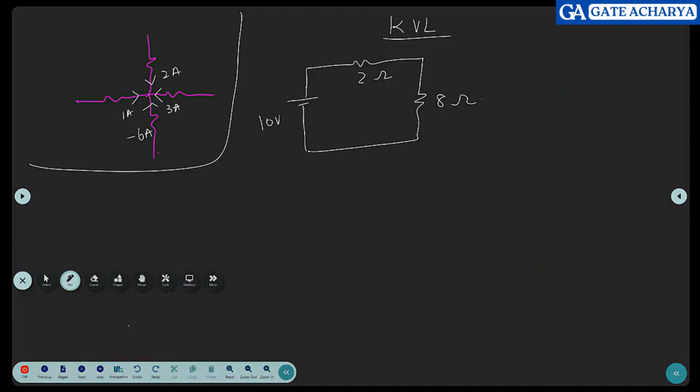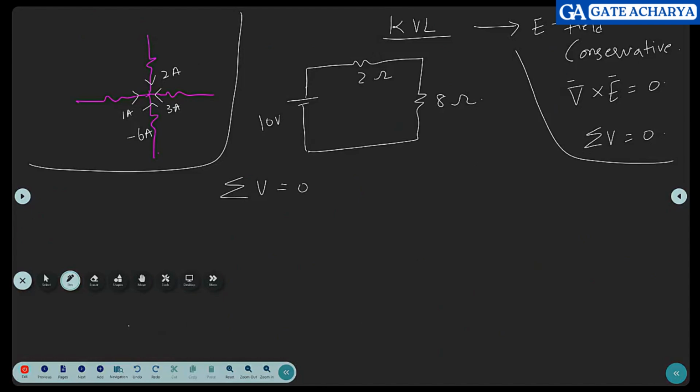What does KVL say? Sum of all the potential drops is 0. Very good. So you can say that here the sum of all potentials equals 0. Where does this come from? From field theory, it comes from a conservative E field. For a conservative E field, del cross E, the curl of the electric field, is 0, which leads to the summation of all the potentials being 0.